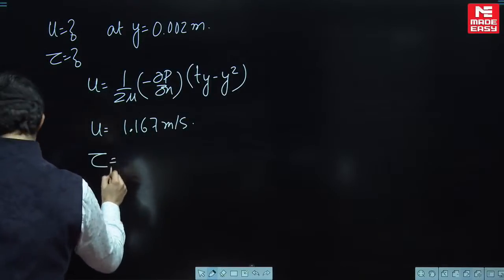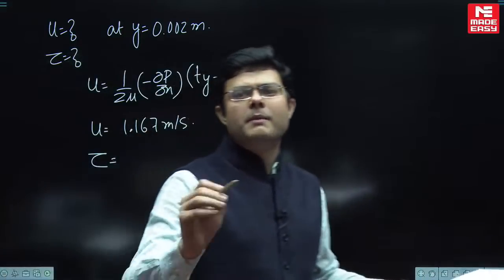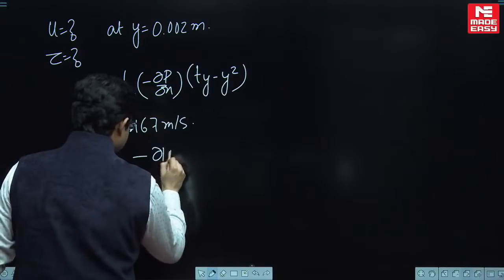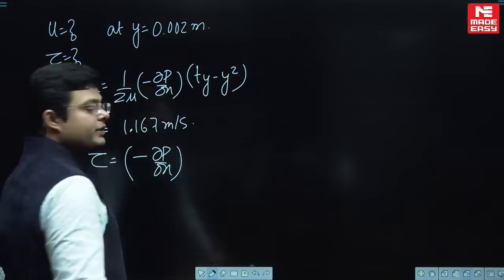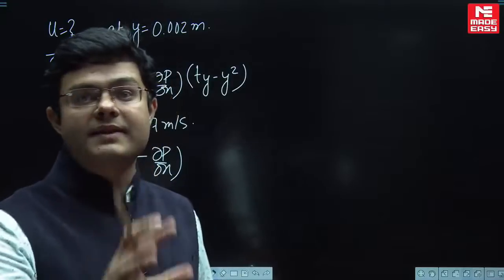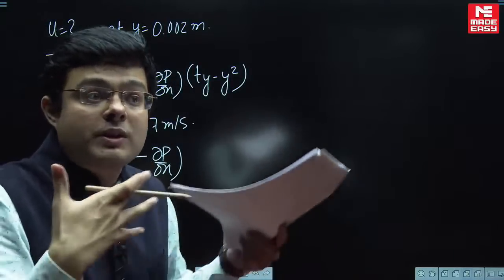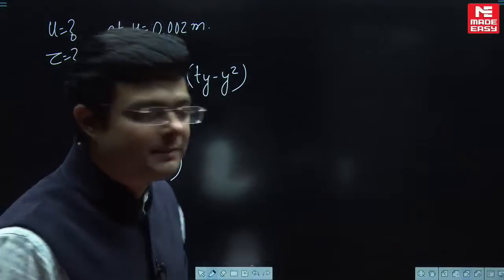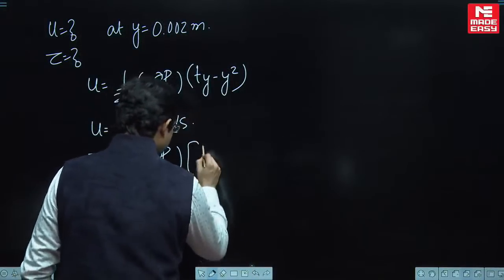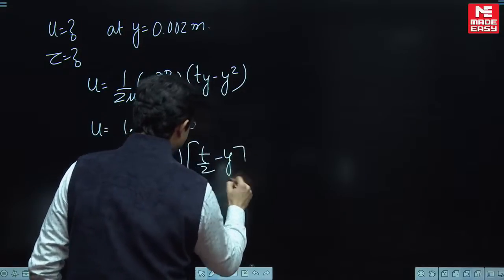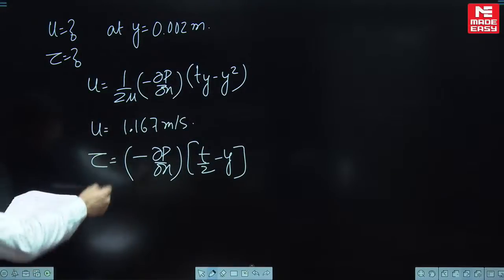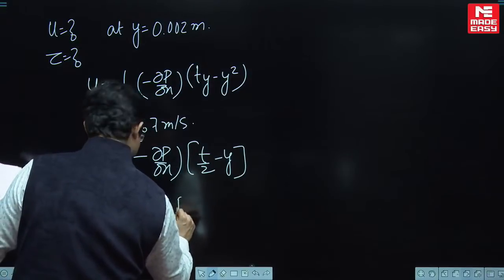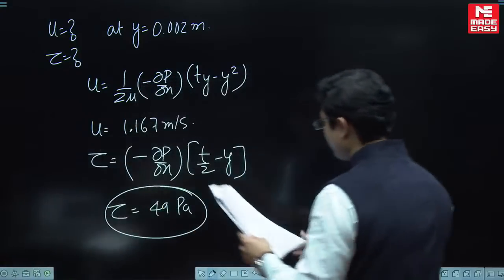And the shear stress formula, everybody knows, is minus of del P by del X into (T by 2 minus y). I told you, you should remember the whole class's content. When you knew that the session was coming, you could have revised the night before. What is T by 2 minus y? This is the formula for shear stress. Put everything in, and the tau value will come out to be 49 Pascal.